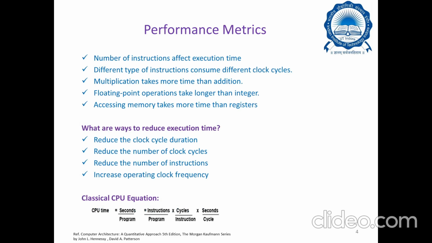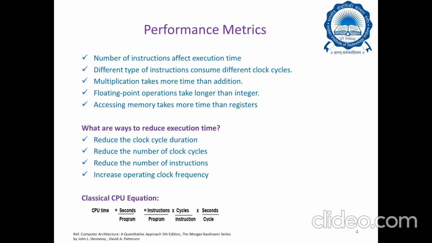Okay, let us focus on some other aspects of performance metrics. The number of instructions could affect the execution time, which is definitely something we haven't looked at in the previous equation. Another aspect is that different types of instructions consume different amounts of clock cycles. So we have to find a way to build a relationship between the instructions and the clock cycles, because there is a huge variation in the different amount of clock cycles consumed by different types of instructions.